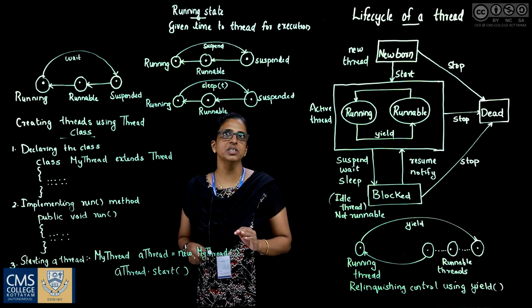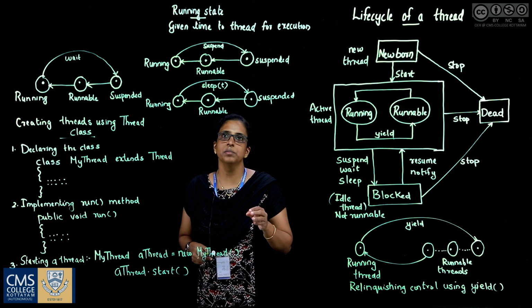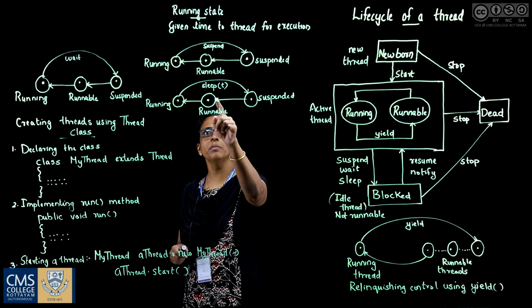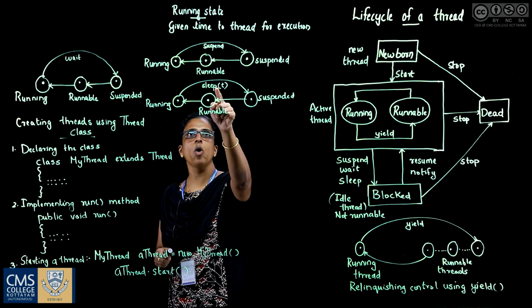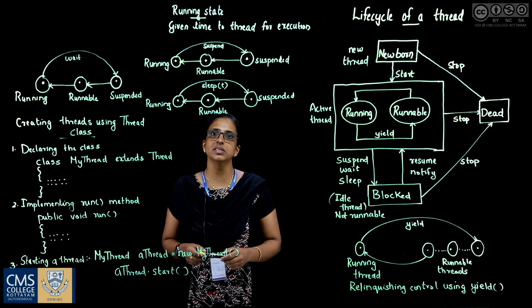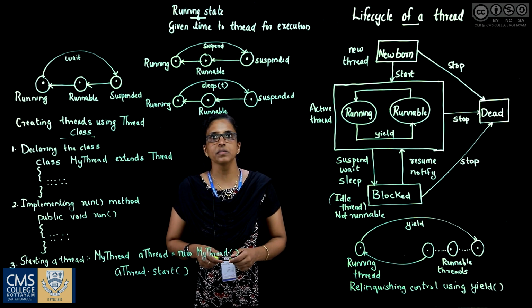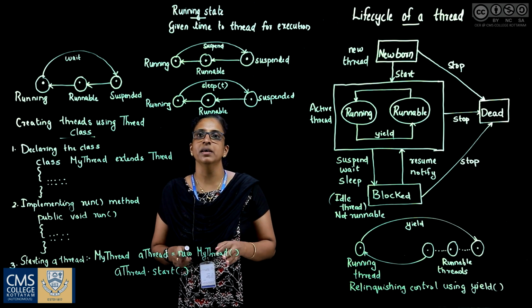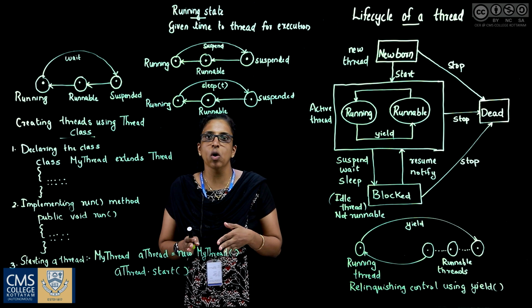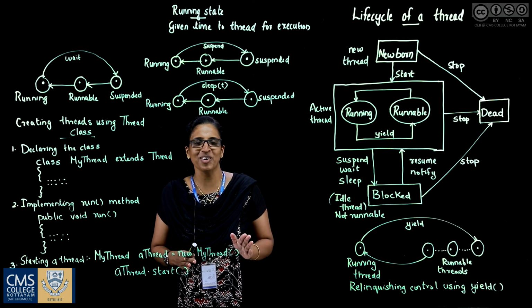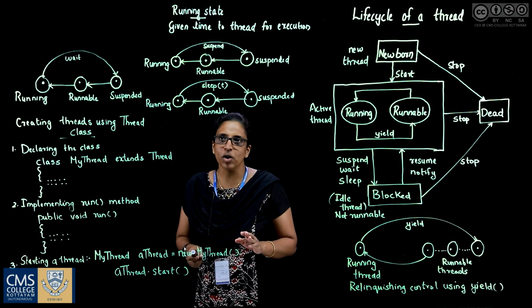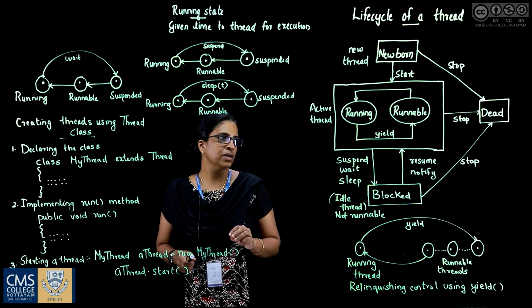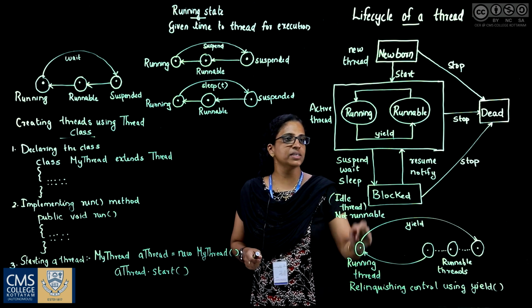And the third situation in which the thread enters the blocked state is by calling the sleep method. So the general format of the sleep method is sleep of t, where t denotes the time in milliseconds, which means if you give sleep of 1000, then the thread will be in a blocked state. That is, the thread will not be in the queue for 1000 milliseconds. So that's all about the running state.